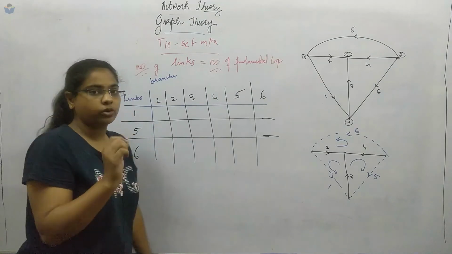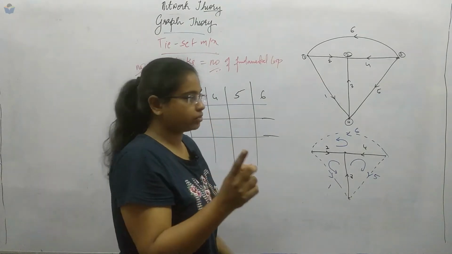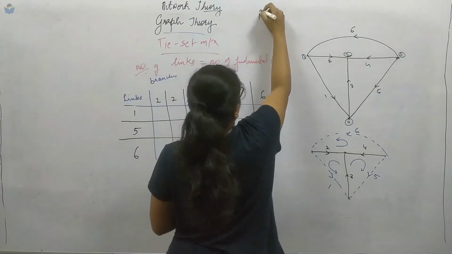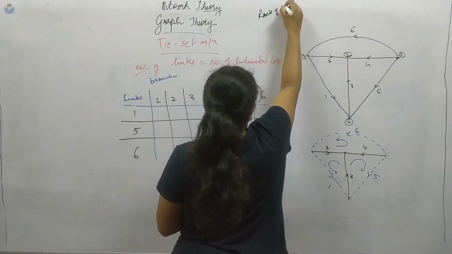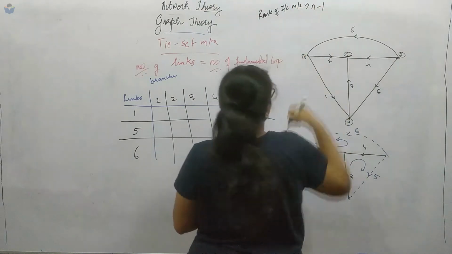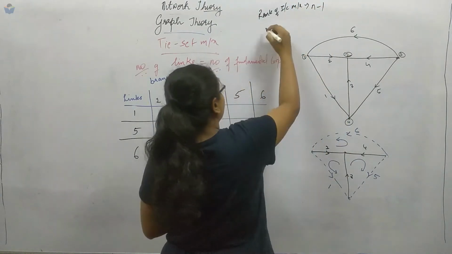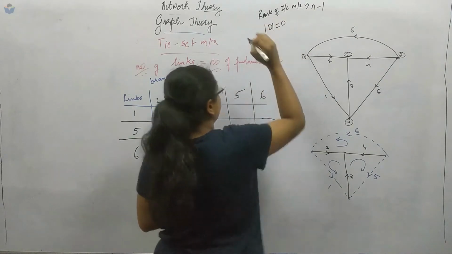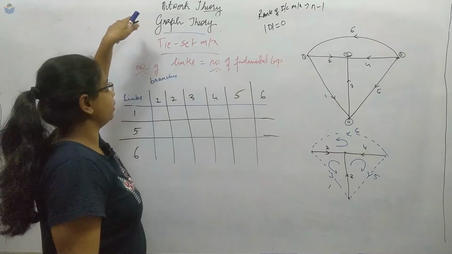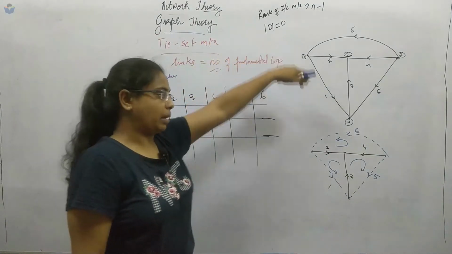So there is one more topic that was left out in the previous part for the incidence matrix. Its rank will be n minus 1, and its determinant will be equal to 0. So these are the 2 points, please keep them in mind. Just write it in your notes for the incidence matrix.